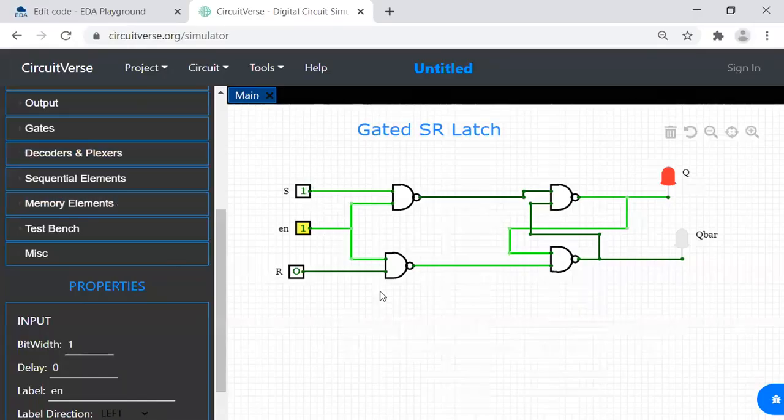Now suppose I make this enable 0. Now what happens? You can see enable is 0, it is retaining the previous state. If enable is 0, the previous state is retained. Now if I make S is 1, R is 0, and enable is 1, since S is 1, Q will be equal to 1. Now if I change enable to 0, the previous state will be retained.